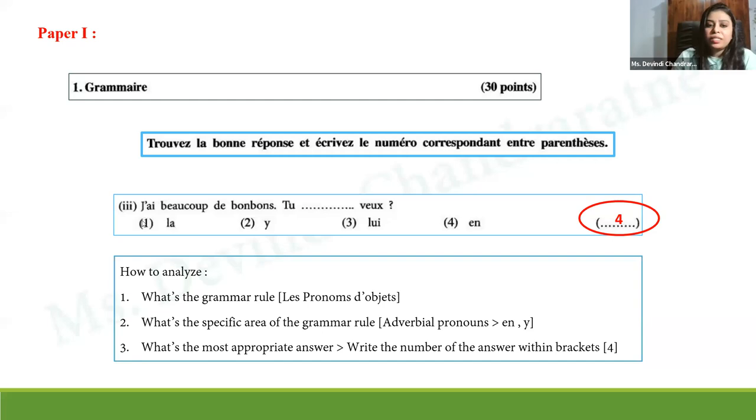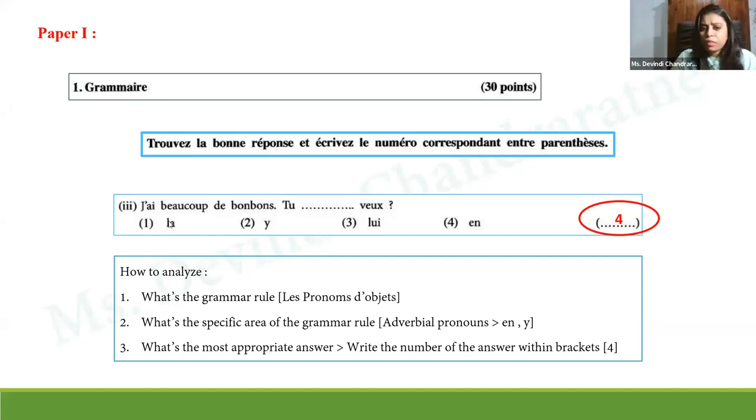So I just read the question. If I can't understand it properly, I move on to the answers: la, l', lui, on. I know these are object pronouns. So I choose the grammar rule as le pronom d'objet, which means object pronouns. Then I specify that grammar rule. I want you to mind map the question in the way I'm suggesting, because it would be easier without thinking hard about the answer. First choose the grammar rule and then move on to the specific area.